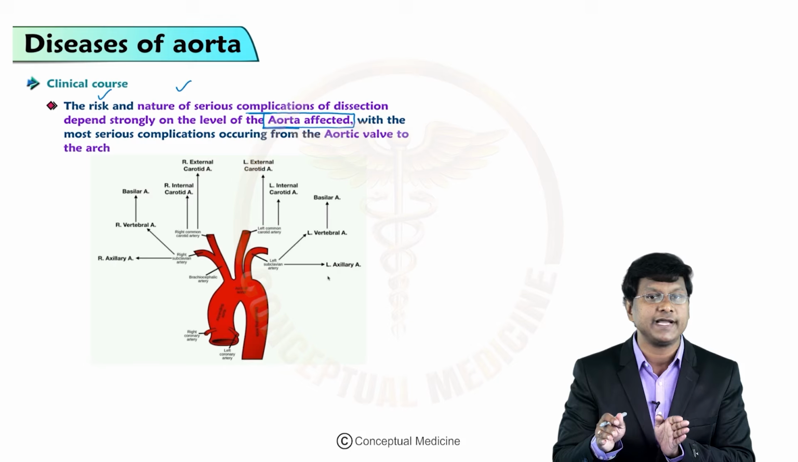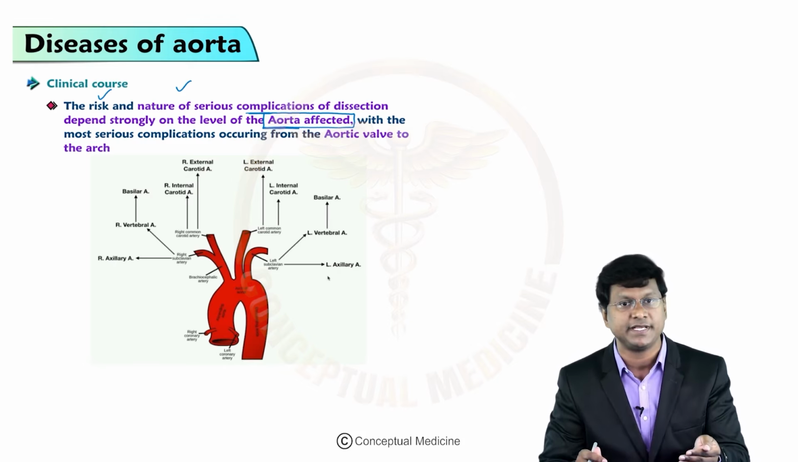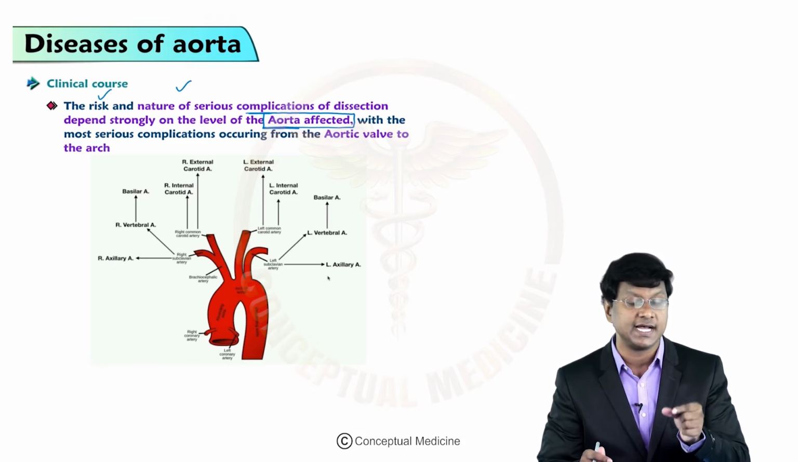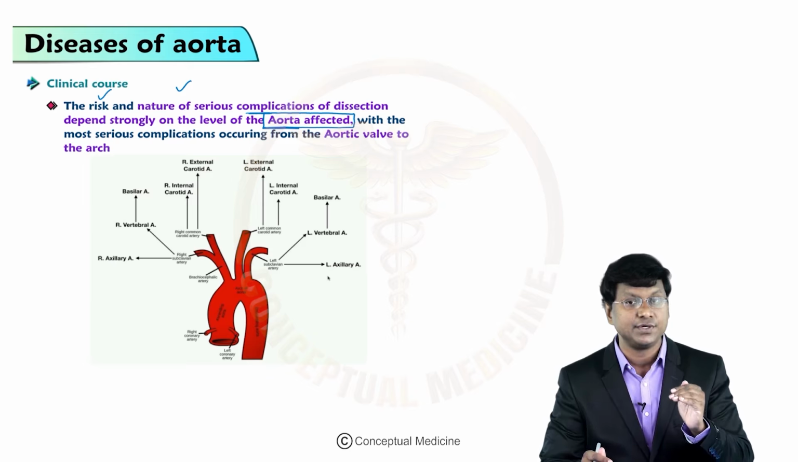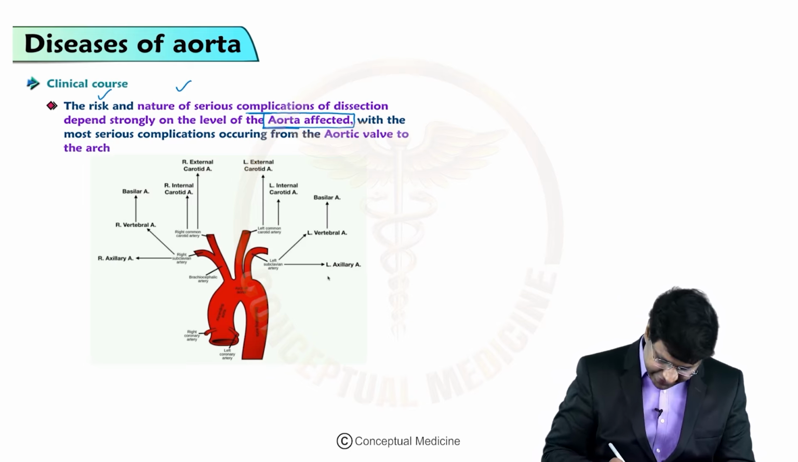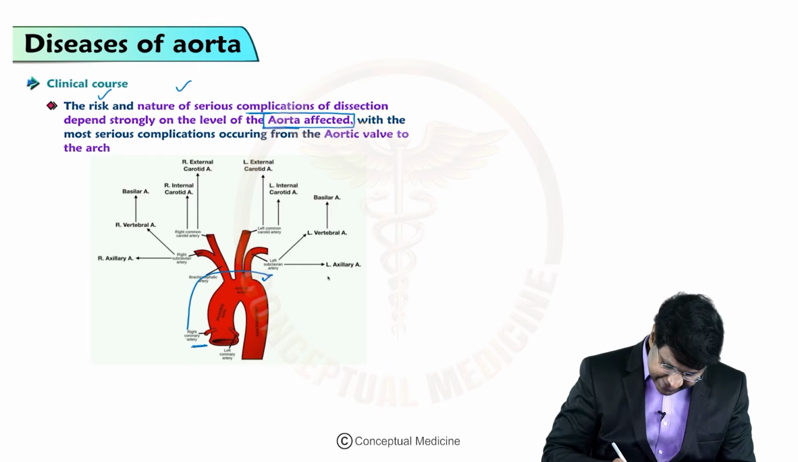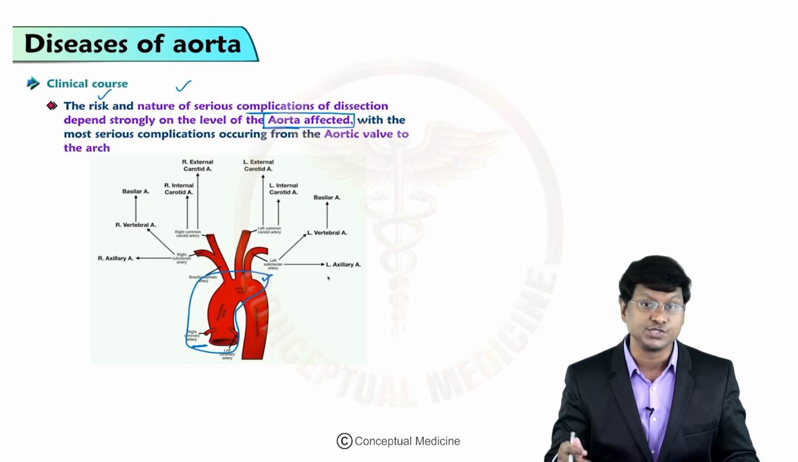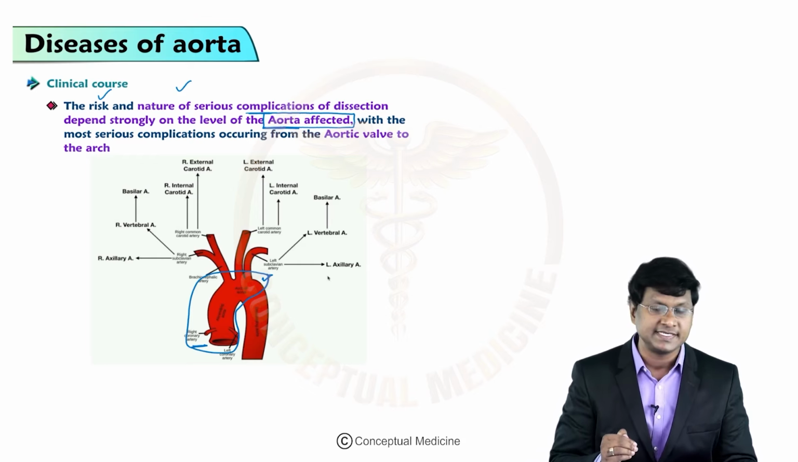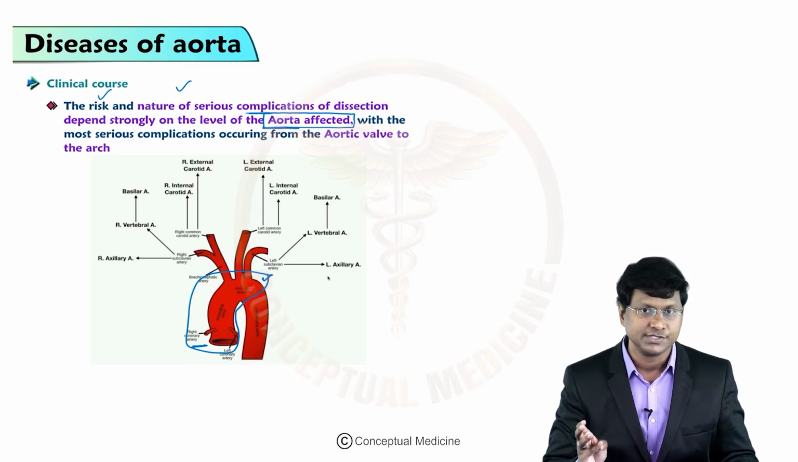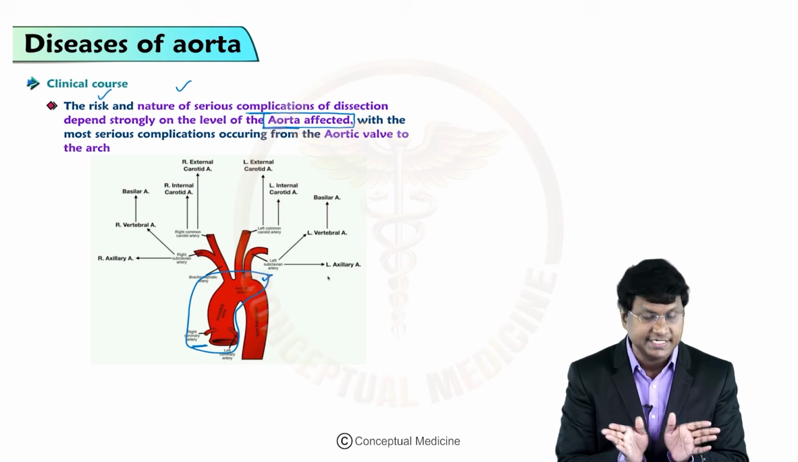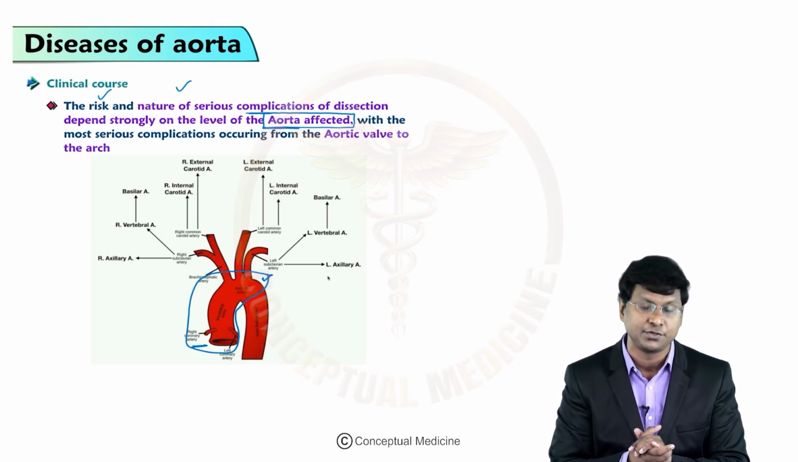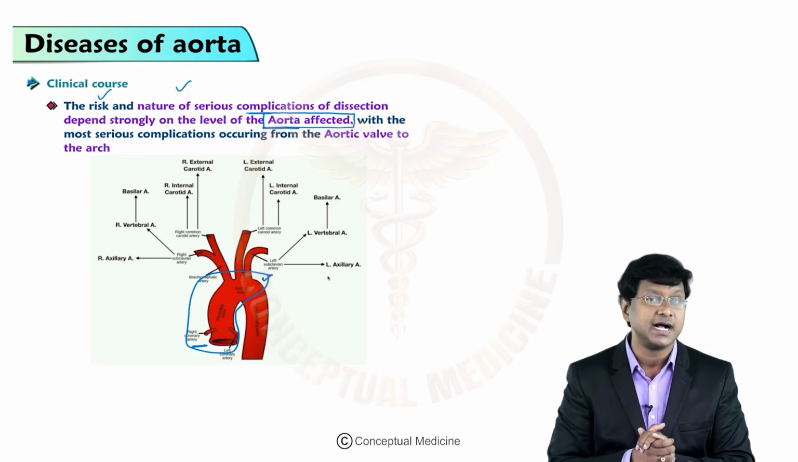And which part of the aorta, if affected, causes serious complications? The individual will have serious complications when the dissection is from the aortic valve up to the aortic arch. Why? Because the coronary arteries originate from the ascending aorta. If the dissection occurs at that level, it can go into the coronary arteries, where the individual can develop acute myocardial infarction.